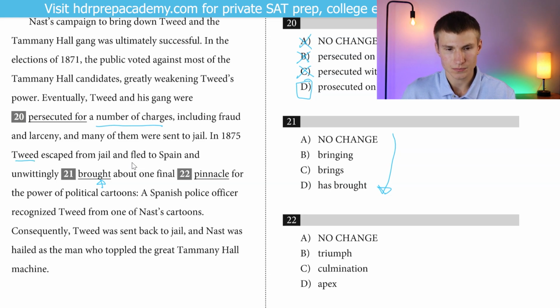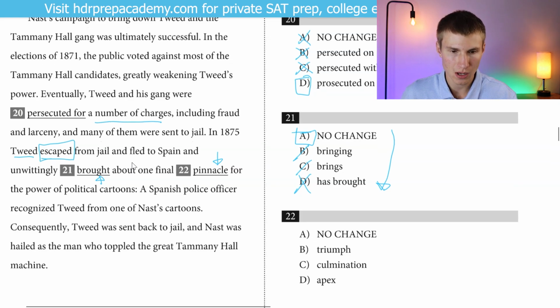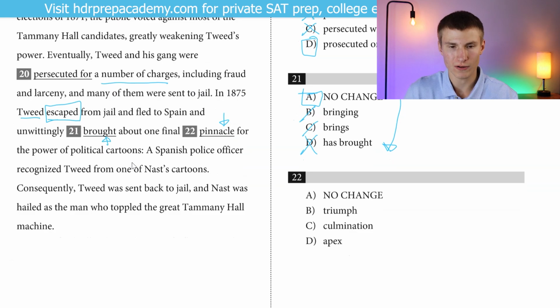And we also know that we have escaped right here within the sentence. So we're talking in the past tense, okay, so it's not bringing, it's not brings, and we're not going to be using has brought either because this isn't, I believe, the perfect past tense. This right here is just simple past tense, right? He brought about one final, and then we're going to have some answer choice here, okay? But we know that this is past tense, so our answer there has to be simple past tense, answer choice A. All right, and then we have one final what for the power of political cartoons. We have to keep reading on to figure out what.